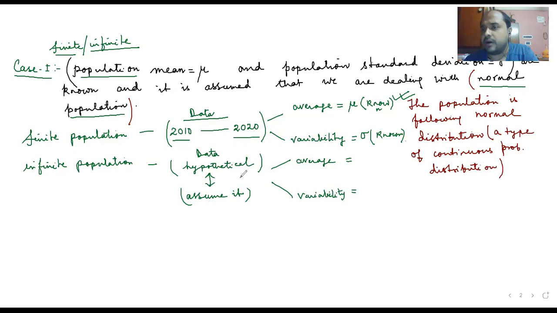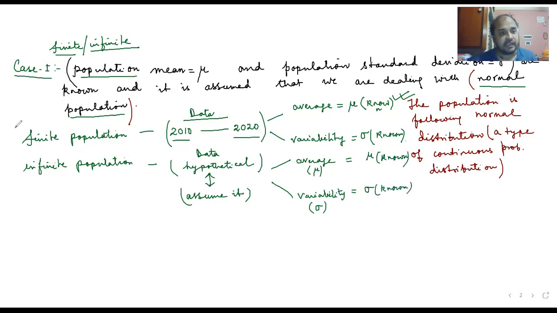The population of all males. How many males you are considering, you don't know. You only know the percentage: if I consider 100 males, then 95 smoke. But what population you are dealing with, you do not know. So that population is called a hypothetical infinite population, because the size is not known to me. Here also I can talk about mu and sigma, and mu is known and sigma is also known.